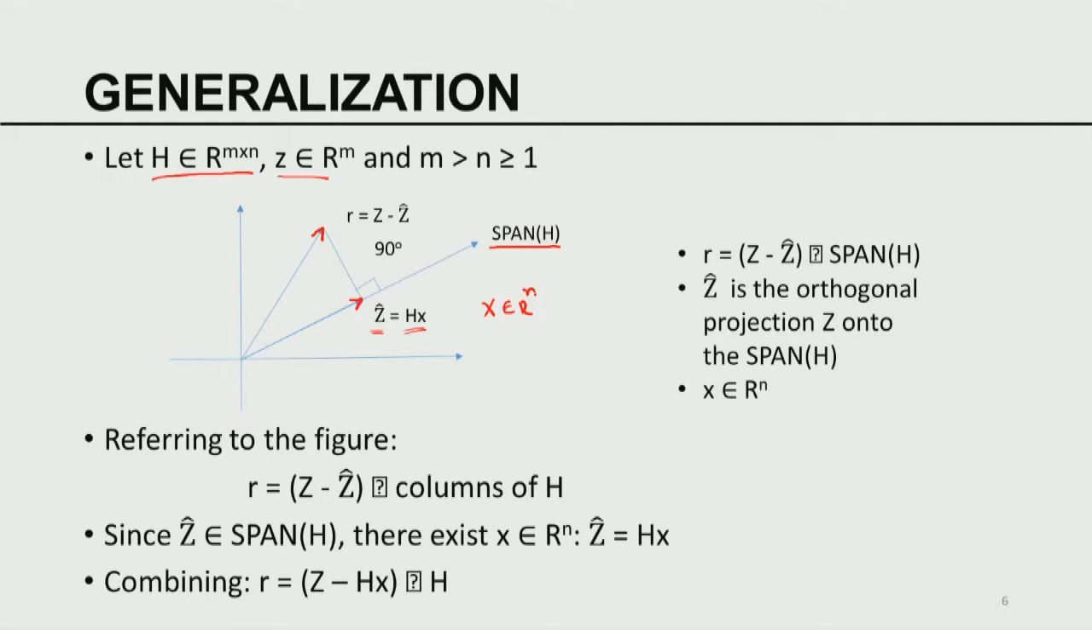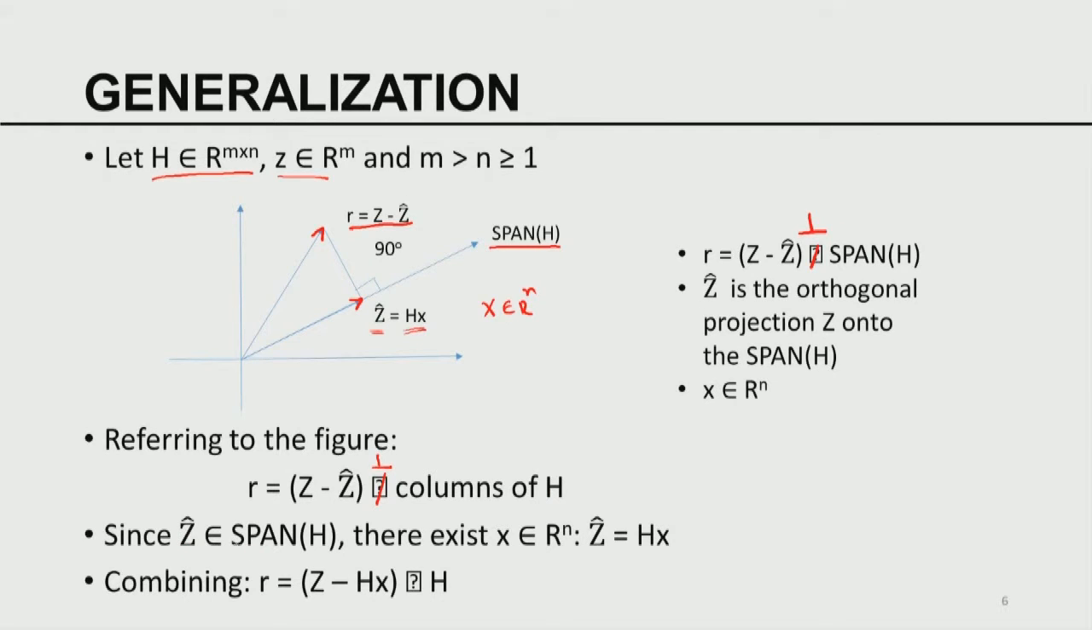Again, z hat minus z is R. The residual is z hat minus z. And we would like R to be perpendicular, orthogonal, to the span of H. We all know the span of H is the set of linear combinations of the columns of H. That means z minus Hx must be perpendicular to every column of H. So referring to the figure, R equal to z minus Hx must be perpendicular to the columns of H.